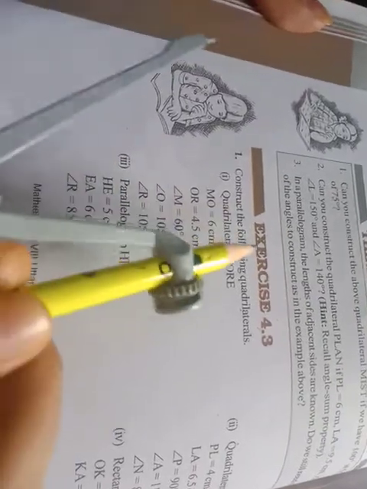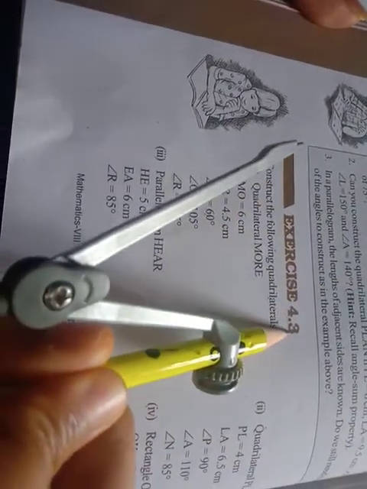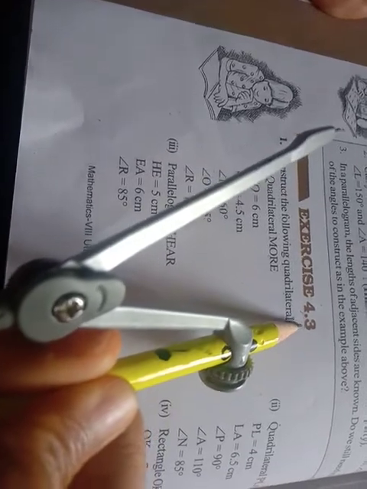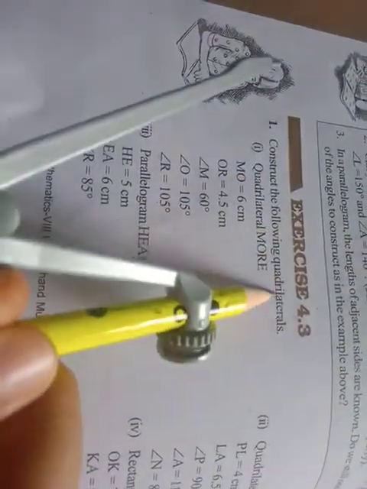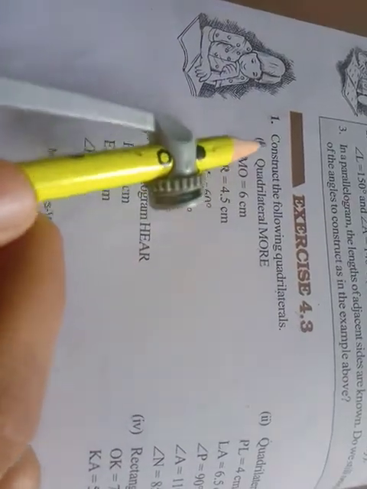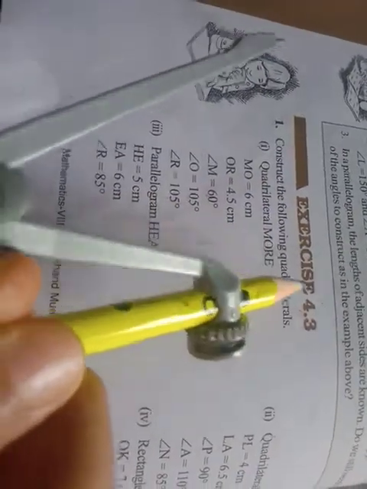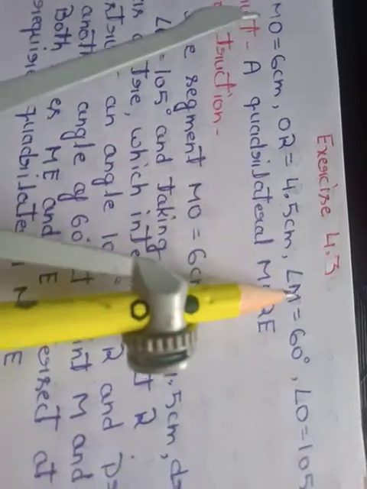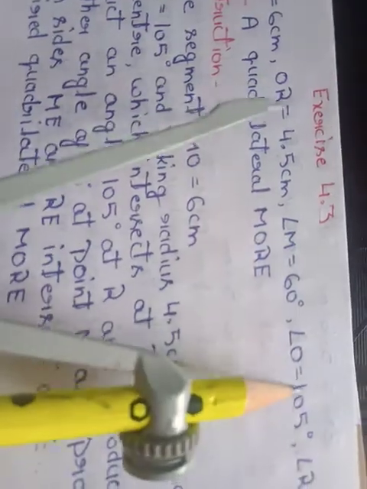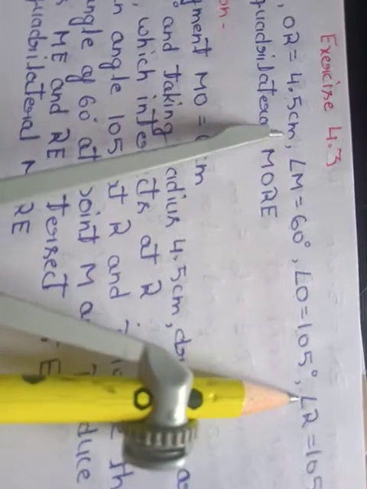Students, today we will do exercise 4.3 from chapter 4, Practical Geometry. Question number 1: construct the following quadrilaterals. First part, quadrilateral MORE, where MO is equal to 6 centimeters, OR is equal to 4.5 centimeters, angle M is 60 degrees, angle O is 105 degrees, and angle R is 105 degrees.